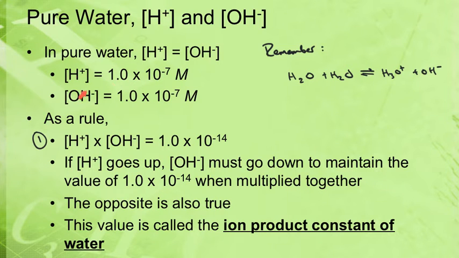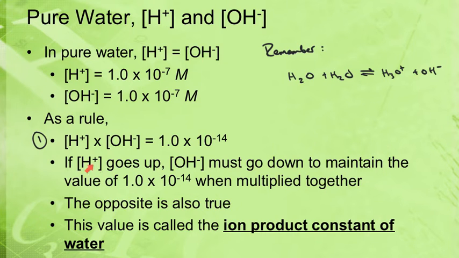Which means that if you take these two things and multiply them together, 1 times 10 to the negative 7th times 1 times 10 to the negative 7th, you'll get 1 times 10 to the negative 14th. And this is the first equation that we're going to need today. This is called the ion product constant of water. Ions because, well, these are ions. Product because we're multiplying. Constant because this value is always going to be 1 times 10 to the negative 14th.